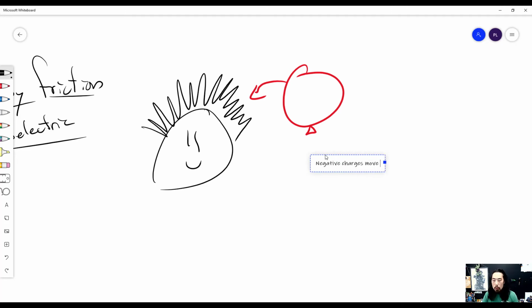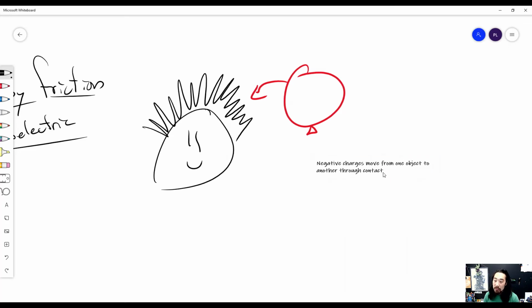Negative charges move from one object to another through contact. Okay, and the important idea here is that it's being rubbed, right? It's being rubbed, and that's because the more that the contact happens, and by basically a removal by force, the negative charges are forcibly removed from one object to another. So overall, if we're looking at the system as a whole, the system as a whole has a net charge of 0.